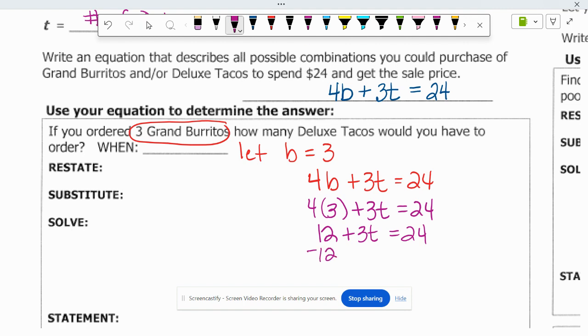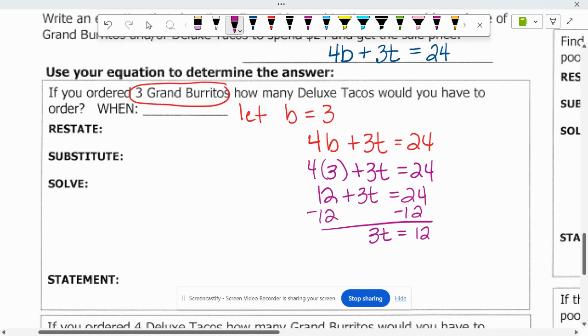Subtract 12. That's perfect. I am going to subtract 12 from both sides. So 3T equals 12. Finish it up, Angeli. So how many tacos do we need to buy to get that discount? 4. So how many deluxe tacos do you have to order, Jacob?